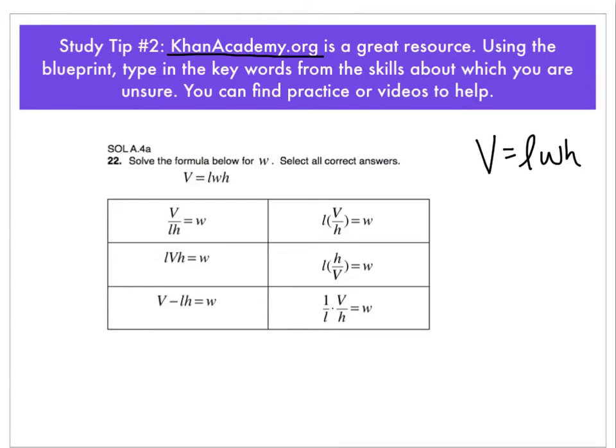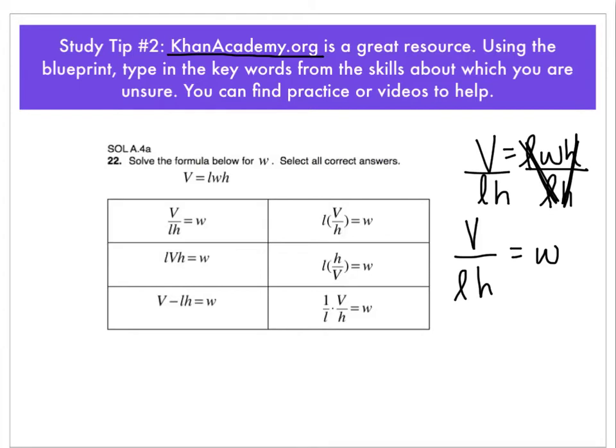Well, remember, this is all multiplication here. So this is L times W times H. So the only way to reverse multiplication is to divide. And we're going to divide off both of the things that we want gone from that side, the L and the H, giving me V over LH equals W. Now, I've got to look through my answer choices here and see what matches. Now, I can clearly see that this one is exactly the same as what I have.